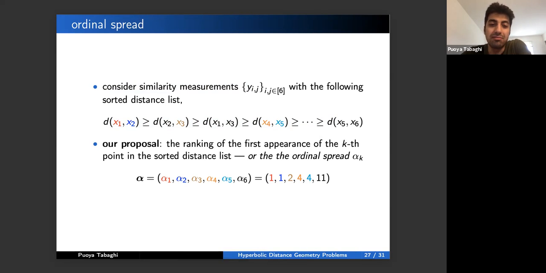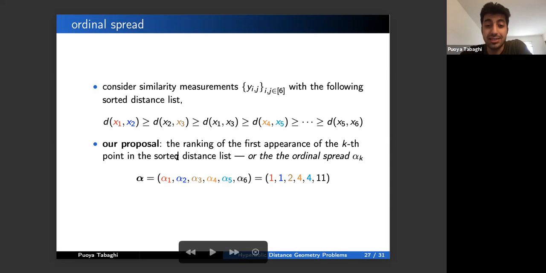And I don't know what the underlying geometry is, and I don't know what the distances are, basically. I just know these indices and the pattern of these indices. And the idea is to extract some features from these indices that are indicative of the underlying geometry, hopefully, of these x's. So our proposal is a notion called ordinal spread, or alpha k. And alpha k basically is the ranking of the first appearance of the kth point in the sorted distance list. So I'm going to go through different k's, and I'm going to basically illustrate what it means.